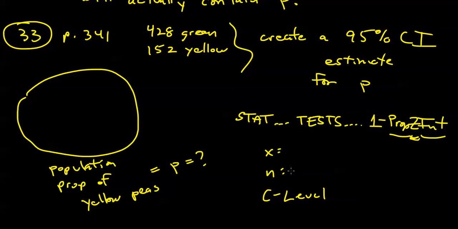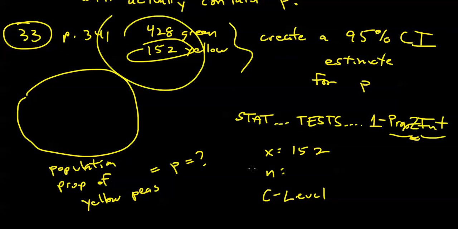All right, I'm going to plug in where we're talking about a proportion of yellow peas here. So x is going to be our raw count for the number of yellow peas in our sample. Notice our sample size is going to be the sum of 428 and 152, right? Not just 428, right? Is that clear? We've got green and yellow ones to include in our sample size. So I believe that adds up to 580. And our confidence level here is going to be 0.95.